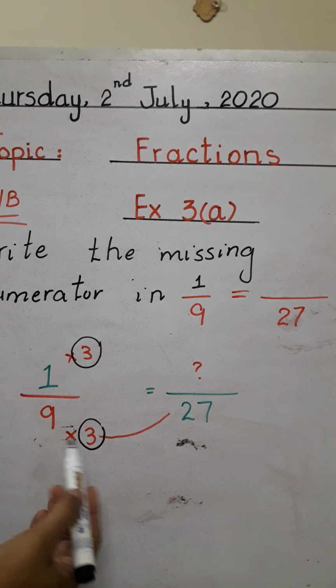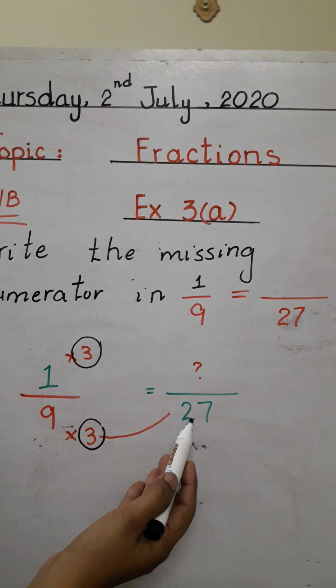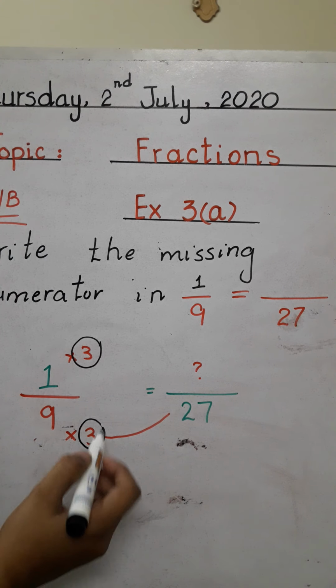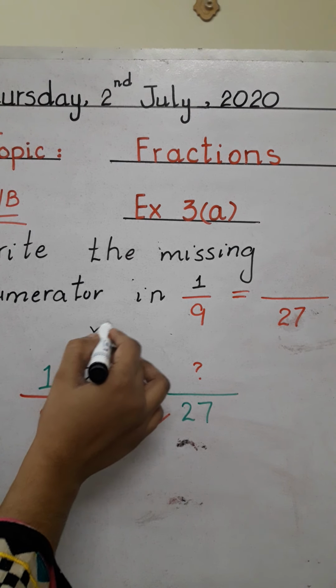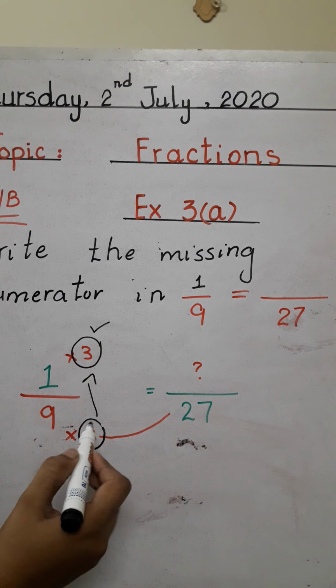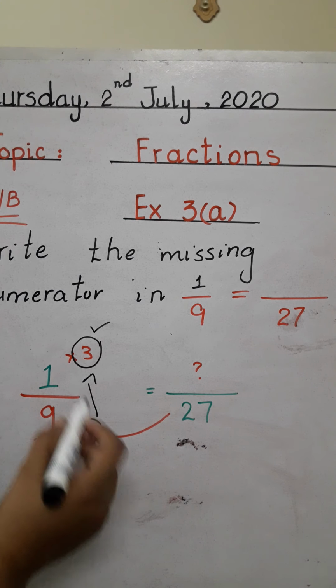Okay, so if we understand that our answer will be 27 if we multiply 9 by 3, obviously we take this number up. We use the same number over here. Okay, if we multiply 9 by 2, we will write over here 2. If we multiply 9 by 3, we will write here 3.